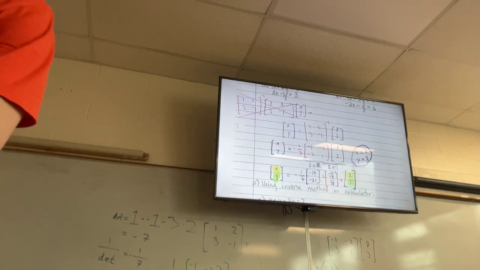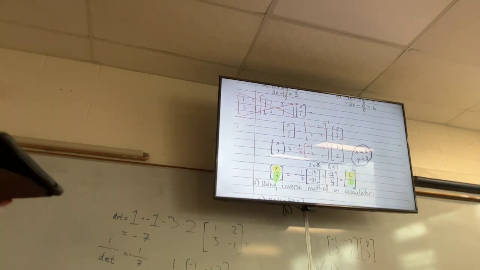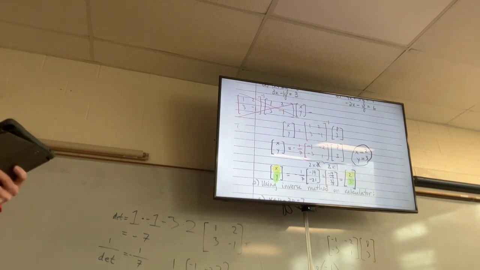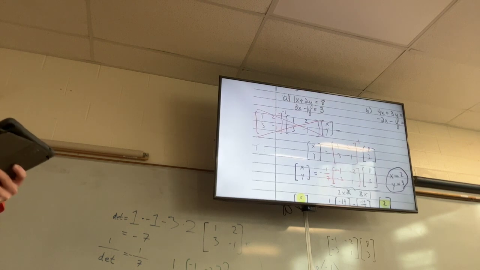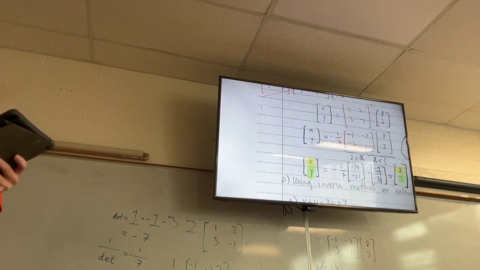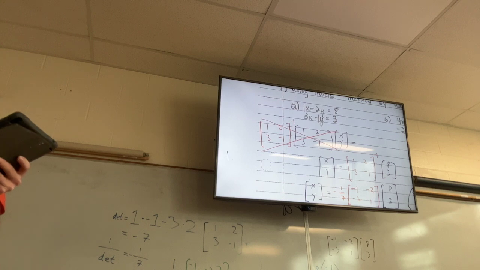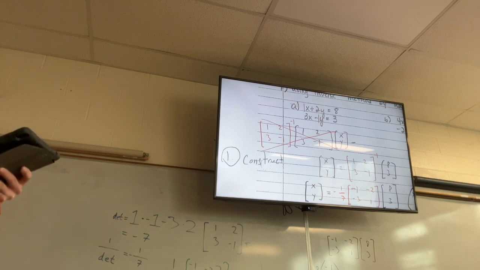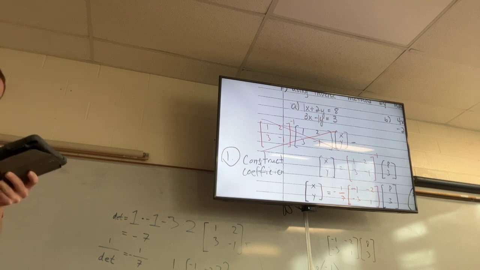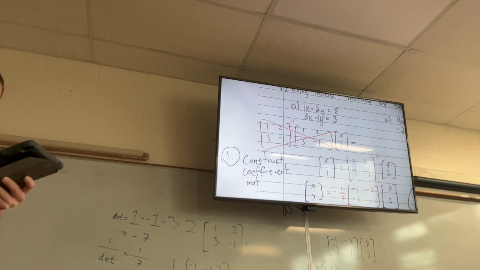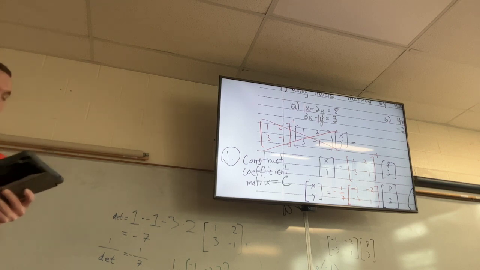So, questions? Are we lost on this? Okay. X equals 2 and y equals 3. So one thing we can do, let me write down some steps then. Step 1 was you just construct the coefficient matrix. Let's call that C for coefficient. Big C for coefficient.